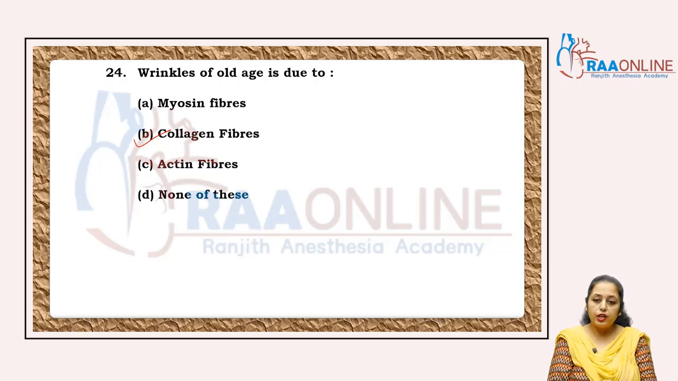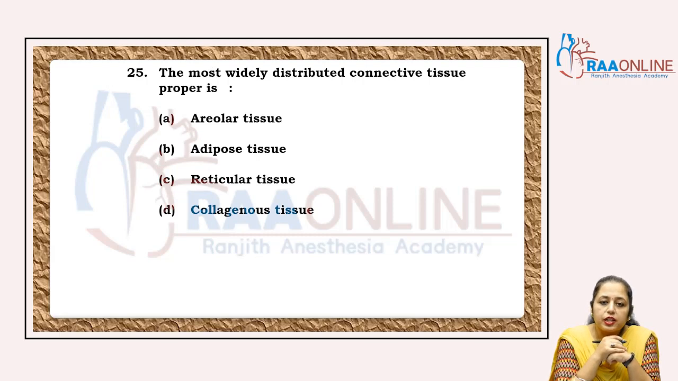Clear? So collagen fibers. In the NEET 2012 paper, a question asked about the most abundant protein present in the whole animal kingdom, and that is the collagen protein, and that's why collagen fiber is present in maximum amount in our body. The most widely distributed connective tissue proper, we already discussed, the answer is A.